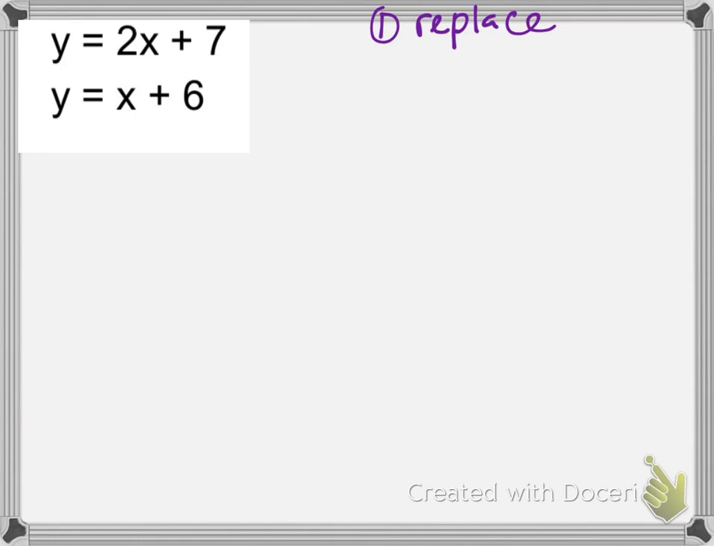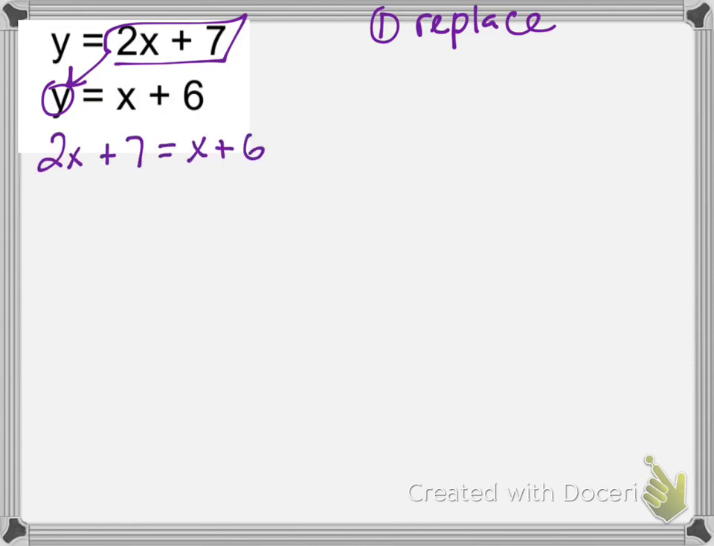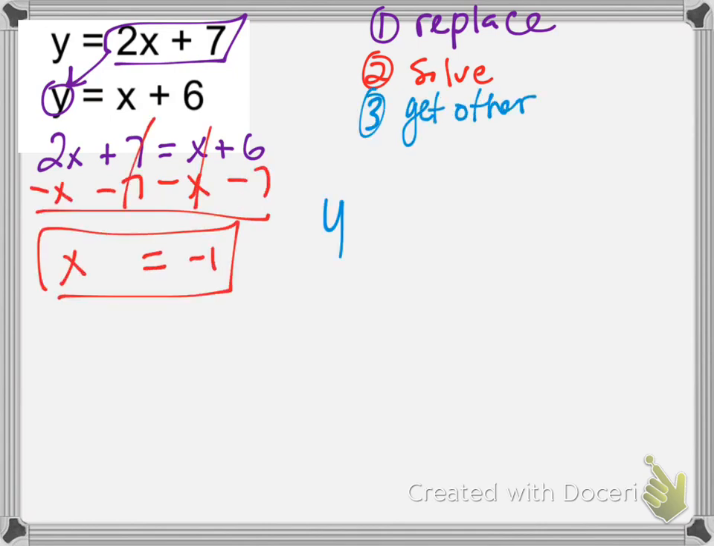All right, our next example, same rules. Replace. So both of the y's are isolated, but we just replace one of them with the other expression, rewrite our equation, solve the way we normally would, and we get x equals -1.